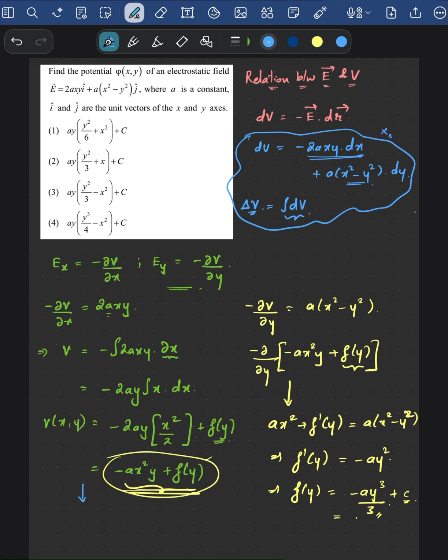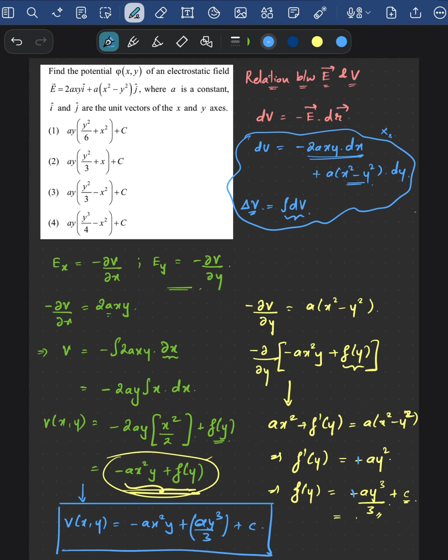So now what will be potential as a function of x comma y? Now I can write down potential as a function of x comma y is nothing but minus ax squared y plus f of y, which is minus ay cubed by 3, plus some constant. So this will be the potential as a function of x comma y.